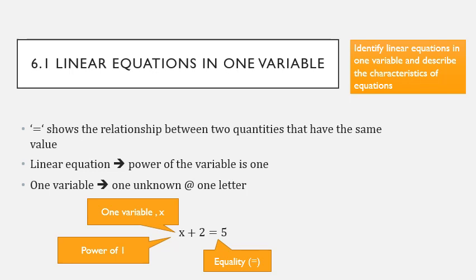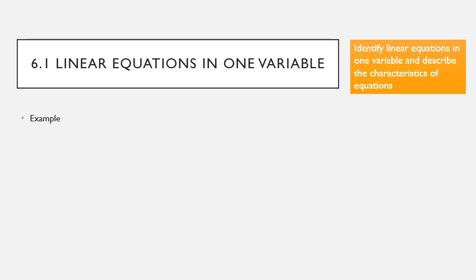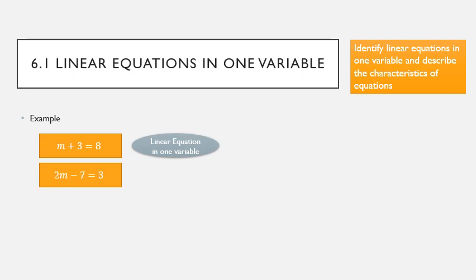So, kalaulah kita hanya ada x tambah 2, so that is algebraic expression. Okay, next. So, let us look at few examples. So, you need to identify linear equation in one variable. Okay, so m plus 3 equals to 8. So, that is linear equation in one variable because it has only one unknown, which is m. It has equal sign and it is power of 1.